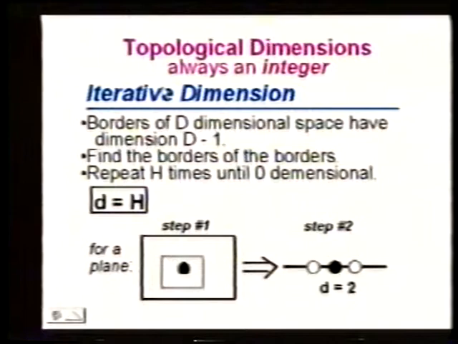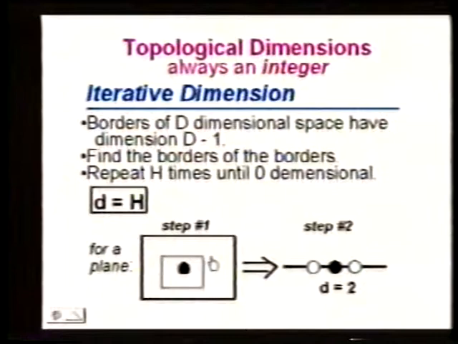So for example, let's say we're back to our plane again. If we look at the borders of the plane, the borders are these one-dimensional lines. And again, if we wanted to isolate a point on a one-dimensional line, we can isolate it by two points on either side. So that's the last step. And so we have to do step one and step two to get to this step. So therefore, the dimensionality of a plane is 2. So this is the iterative dimension.